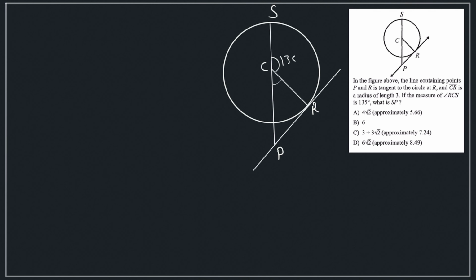Angle RCS is 135, therefore angle RCP is 45 degrees, as these two are a linear pair. Angle R should be 90 degrees, as a radius is always perpendicular to the tangent. Now we can easily find angle P by subtracting the sum of 90 and 45 from 180, and it will turn out to be 45 degrees. It turns out that triangle PRC is a 45-45-90 triangle.